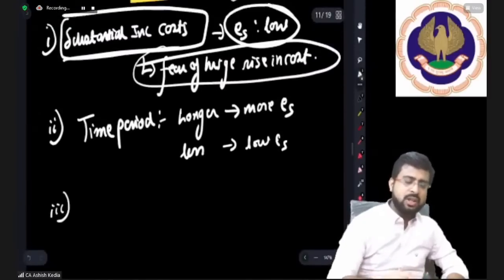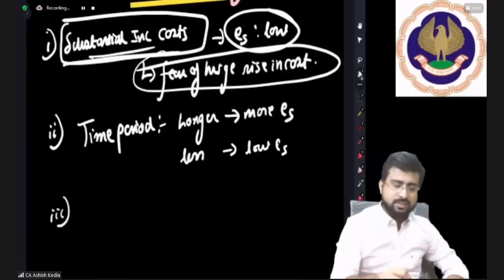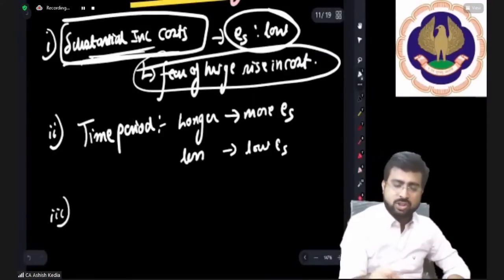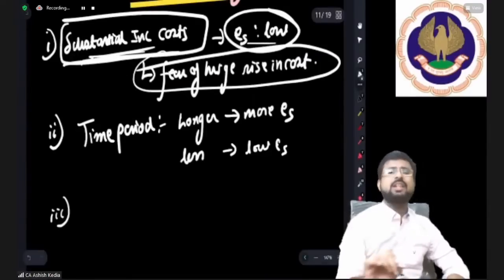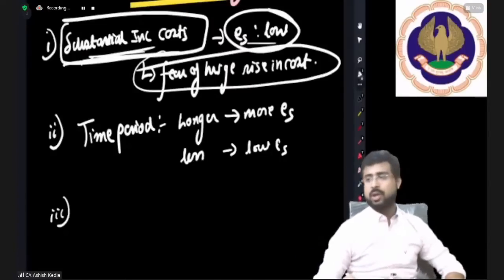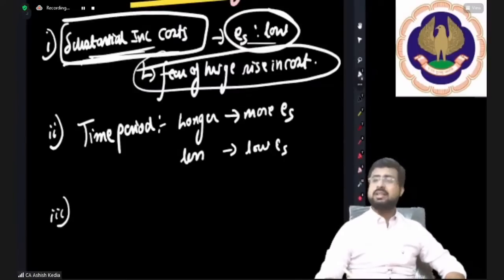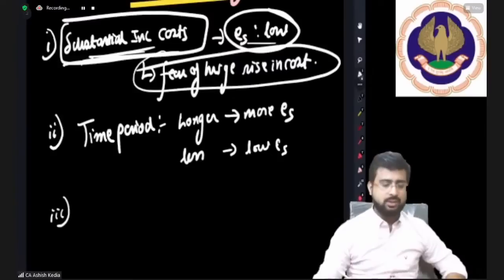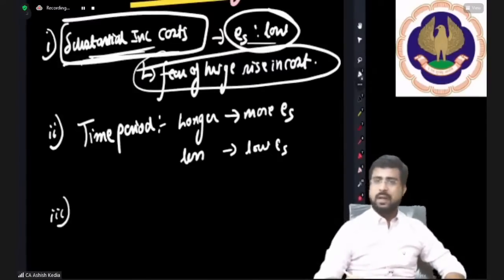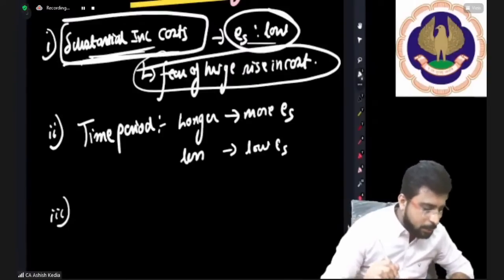Because you see, if you are fearing high rise in costs, you will want to supply less. That's why when there is a substantial increase in costs, elasticity will be low, because the producer wants to produce less. Okay, pay attention, everybody. Time period: longer the time period, more elastic is the supply. Lesser the time period, lesser is the elasticity of supply. Point number two, done. Point number three is number of producers.